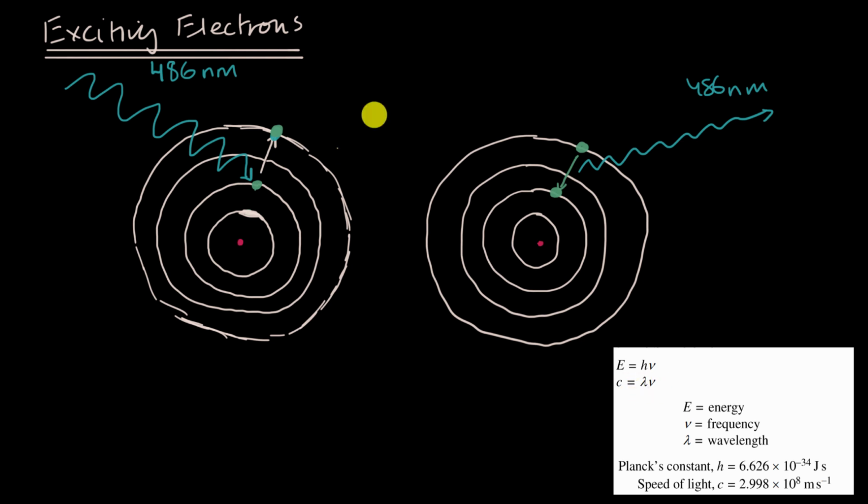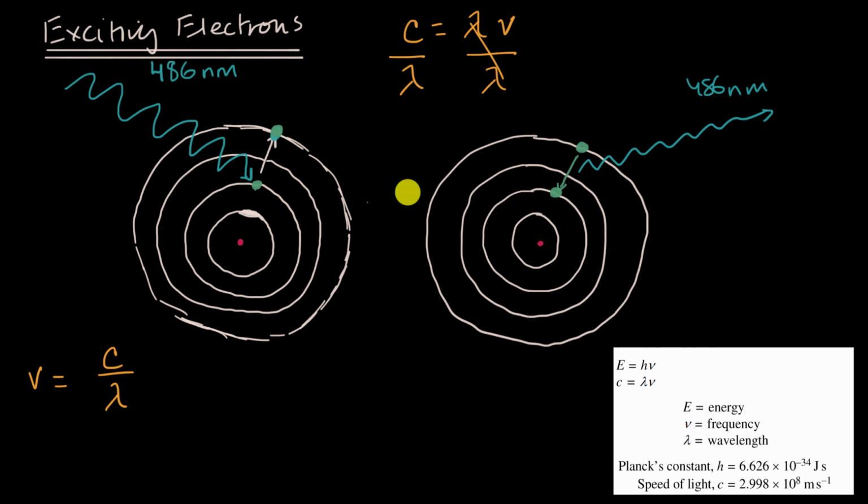Let me write this down. So we know that c, the speed of light, is equal to the wavelength of the light times the frequency of that light. And so if we know the wavelength, we can figure out the frequency by dividing both sides by lambda. So if we divide both sides by lambda, we get that the frequency of the light is going to be equal to the speed of light divided by the wavelength of the light.